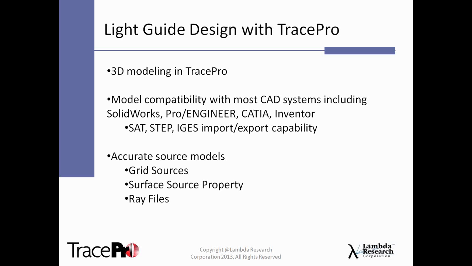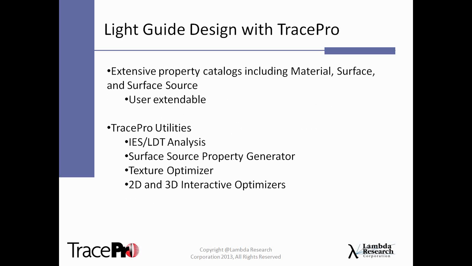TracePro also features accurate source modeling tools, such as grid sources, surface source properties, and ray files. We've presented a couple of webinars on accurate source models in TracePro, so I'd encourage people that are looking to find out more information on making accurate models of light sources to check out those webinars on our website. There are extensive property catalogs included in TracePro. Some of these include material, surface, and surface source properties. And all of these catalogs are user extendable, so you can add in additional materials or surfaces or surface sources as you're going along and have those available for all future models.